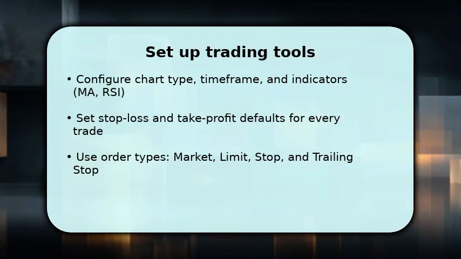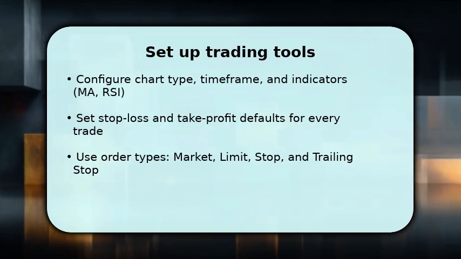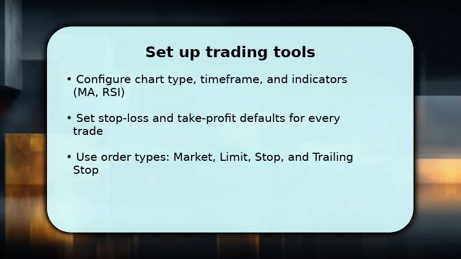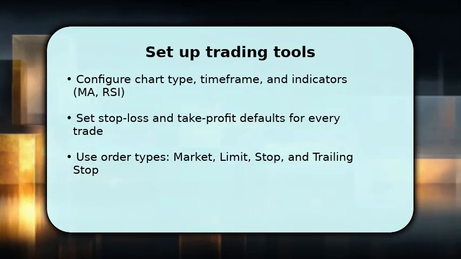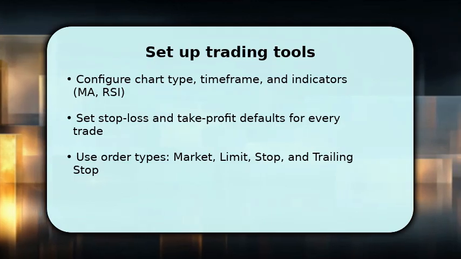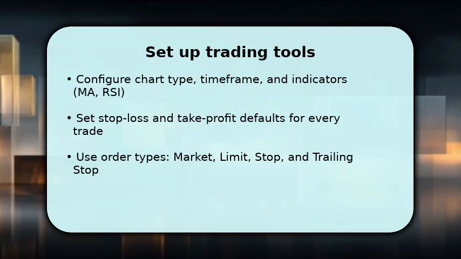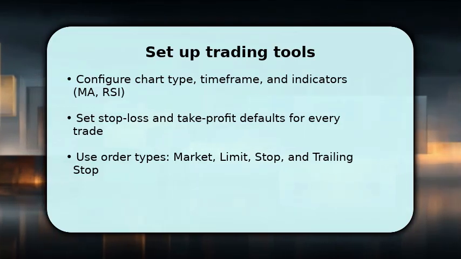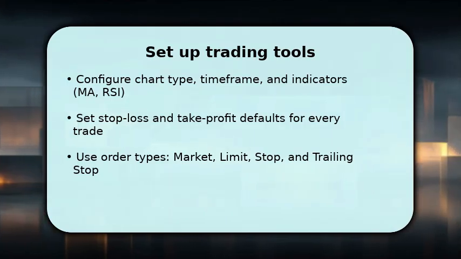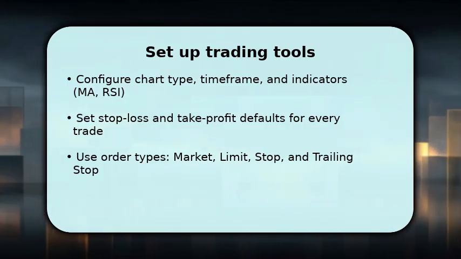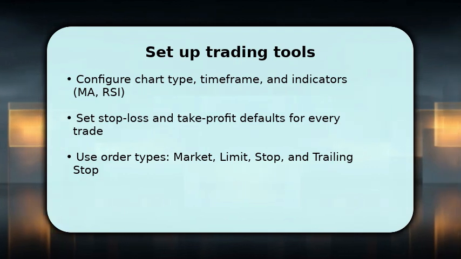You now configure the platform for consistent execution. Choose candlestick charts and a preferred time frame to focus your strategy. Once set, add indicators like moving average and RSI so you can spot trends and divergence quickly. Make sure to define stop loss and take profit defaults to manage risk automatically, and learn the distinction between market, limit, stop, and trailing stop orders. This setup ensures you can enter and manage positions predictably. It speeds decision-making when markets move fast.